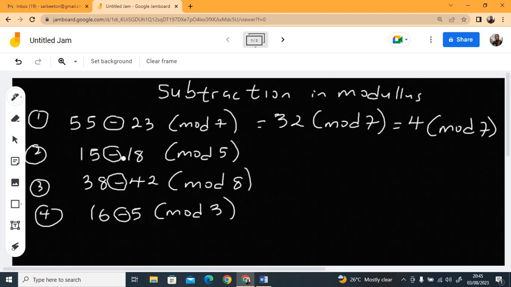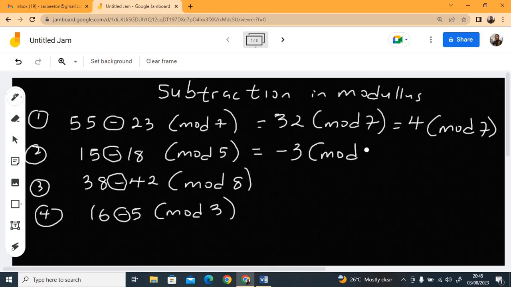Now the next one we have is 15 minus 18. It's getting more complex now. 15 minus 18 will give us minus 3. Do you know that? Yes, you should know. You have 15 now, and you are owing somebody 18. If you pay, you are still owing the person 3 naira. So you have mod 5 here.